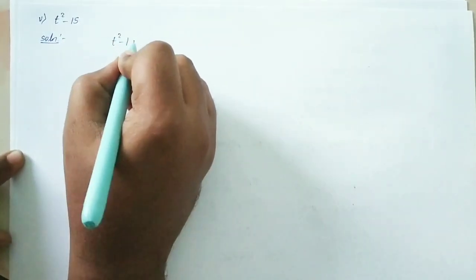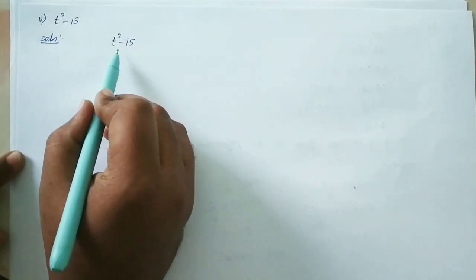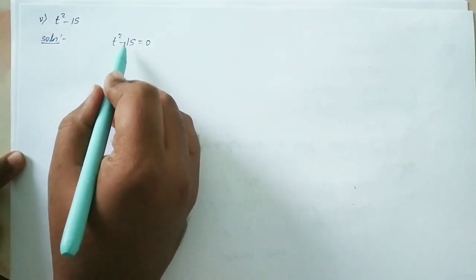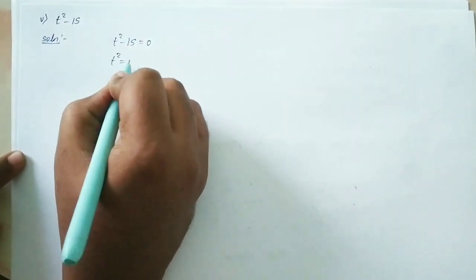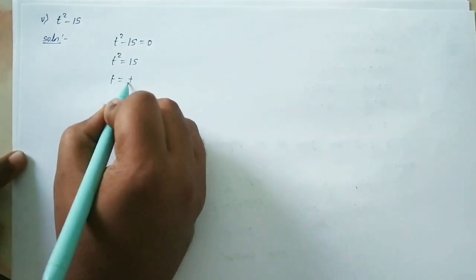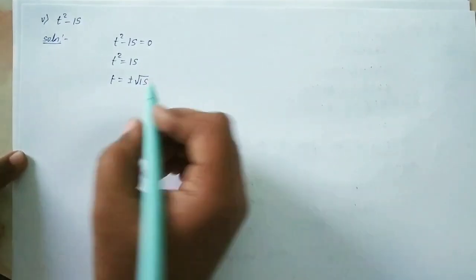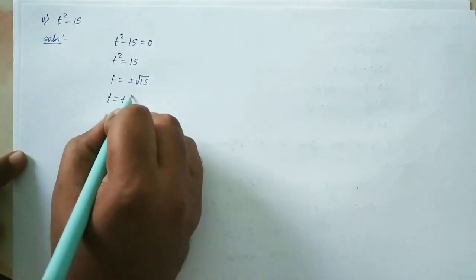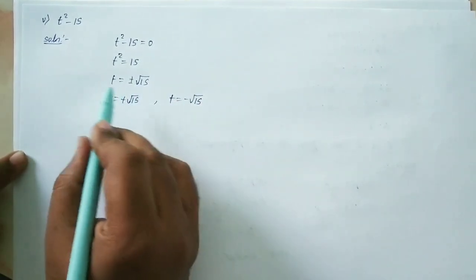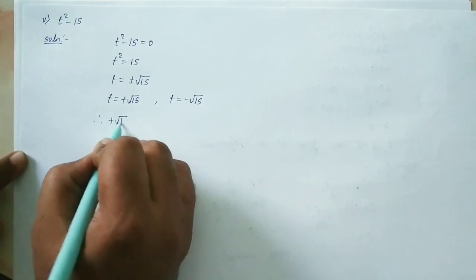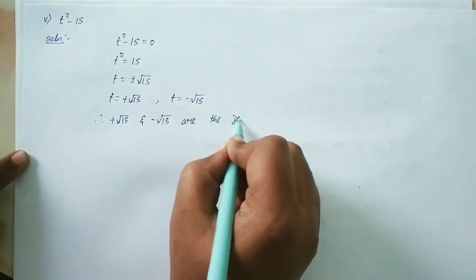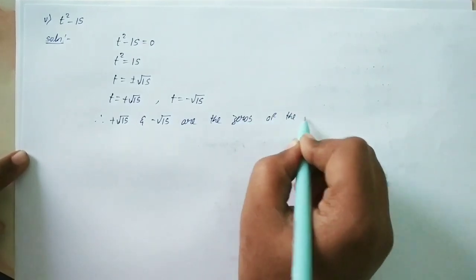So next sub question, t square minus 15. We have to find the zeros for this polynomial first. So t square minus 15 is equal to 0. I will shift minus 15 to the RHS. What will it become? t square is equal to plus 15. So I will shift the square to the RHS. What will it become? t is equal to plus or minus root 15, right? So t is equal to plus root 15 and one more t is equal to minus root 15 are the zeros of this polynomial. Therefore plus root 15 and minus root 15 are the zeros of the polynomial.